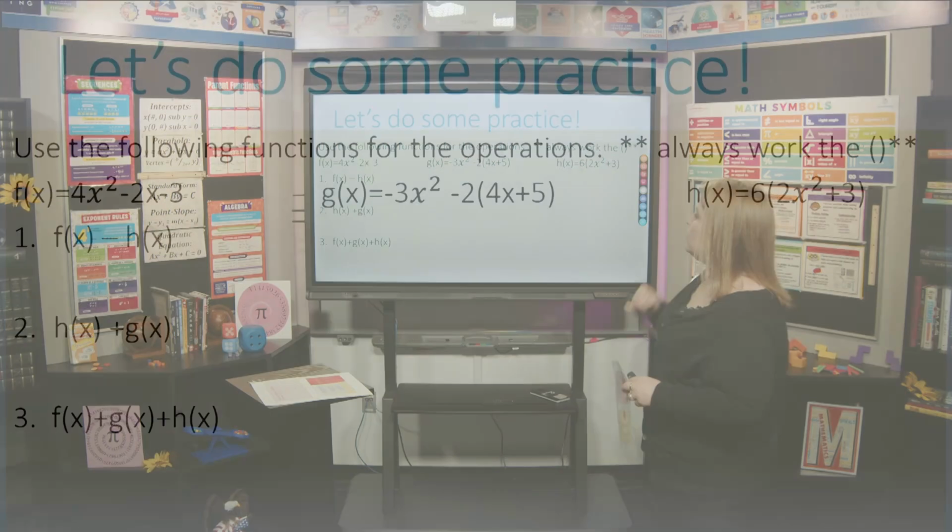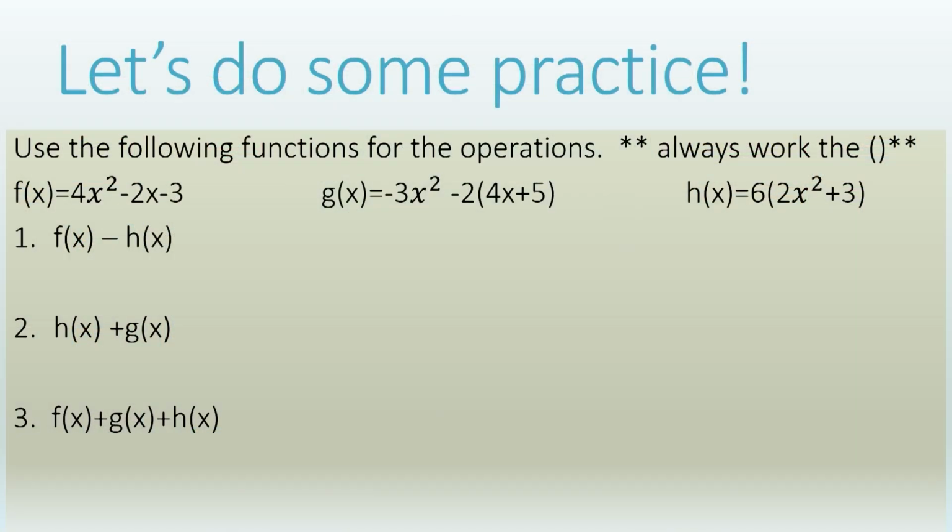So the next says, let's do some practice. Okay, so this is where we're going to look to make sure that we are understanding what's going on. It says, use the following functions for the operations. Always work the parentheses first. All right, so f of x is straightforward. That's just a trinomial. G of x, well, I have negative 2 that is being multiplied to everything in that parentheses. So I'm going to distribute to everything in those parentheses.